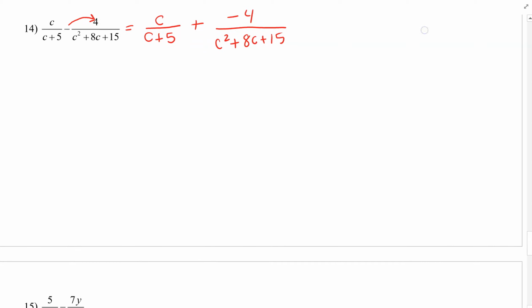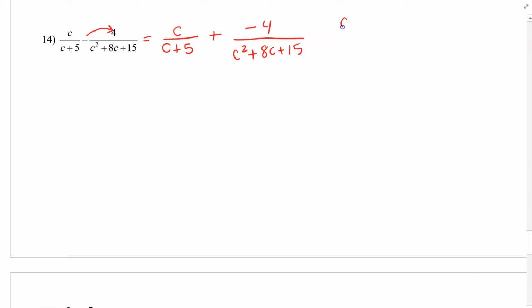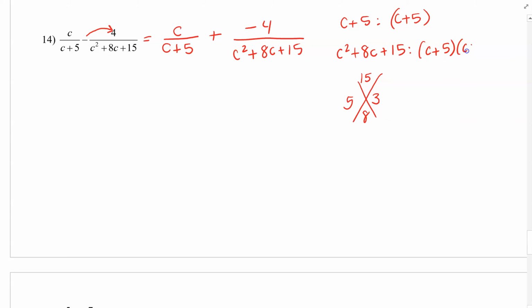Now I'll start looking for the LCD. So for that, I just look at the two different denominators and see what their factors are. Well, the first denominator is just c plus 5, so that's like a prime factor. That is the only factor. c squared plus 8c plus 15, that can factor because I can think of factors that would multiply to 15 and add to 8, and those are 5 and 3. So those are the factors, c plus 5 and c plus 3.